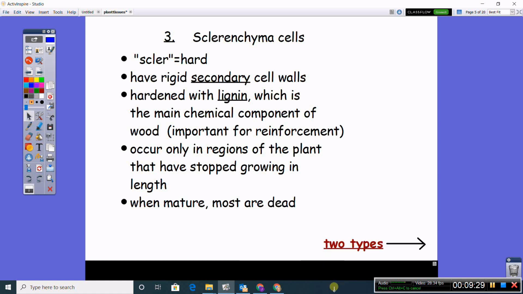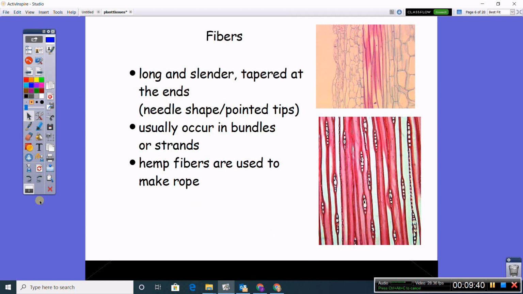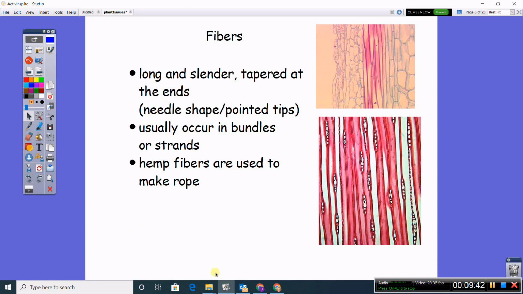So there are 2 types here. So we're going to go into the 2 types of sclerenchyma cells. Okay, first up is this one. These are fibers. So these are long and slender. They're tapered at the ends.